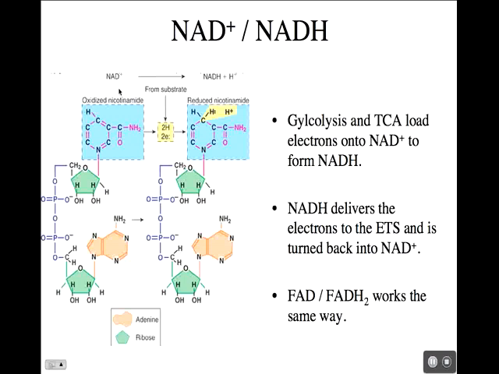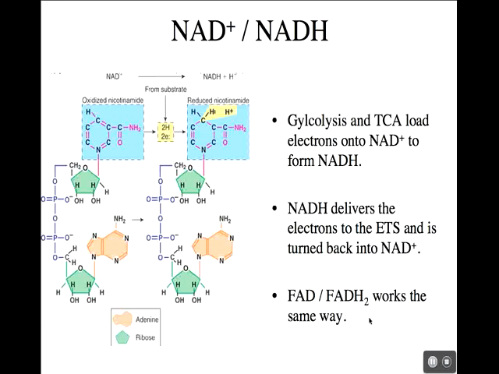So what happens here is in glycolysis and TCA, they're reducing NAD to form NADH. They're loading on those electrons. What's going to happen is NADH is going to deliver those electrons to the electron transport system and become NAD again. Then it will go back and get some more electrons from glycolysis and TCA. We're going to see that FAD and FADH2 work exactly the same way.